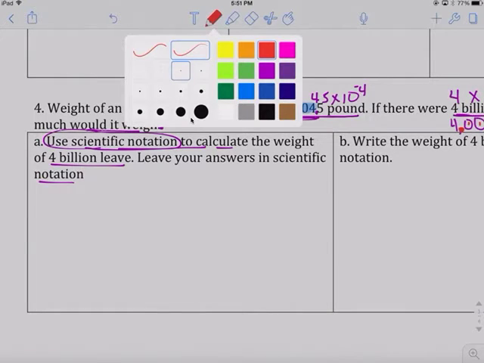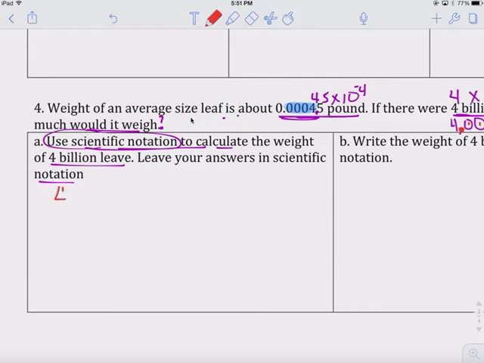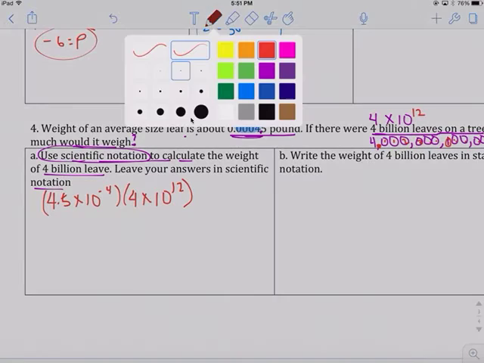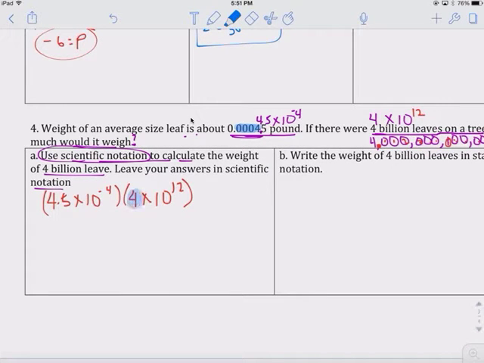Use scientific notation, so, all right, 4.5 times 10 to the negative 4 times 4 times 10 to the 12. So you multiply the numbers together. So you get 4, what is it? 4.5 times 4 on the calculator, it says 18. You get 18.